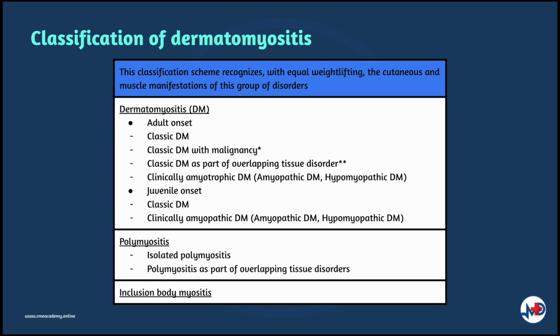On the other hand, we can also classify dermatomyositis into adult or juvenile onset. Adult onset dermatomyositis can be further subcategorized into classic with malignancy, classic as part of connective tissue disorder, or clinically amyopathic. For juvenile onset dermatomyositis, it can be subcategorized into either classic or clinically amyopathic. This table shows the subcategories of dermatomyositis according to the age of onset.